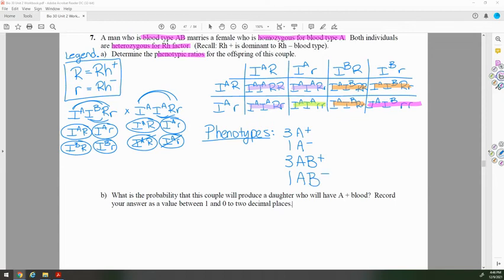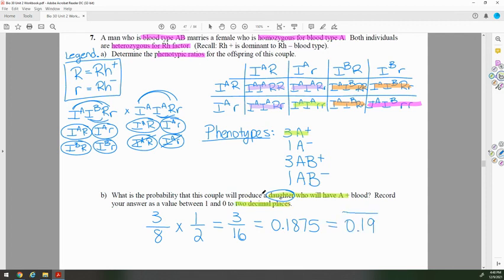Part B asks, what is the probability that this couple will produce a daughter who will have A positive blood? So from our previous question, we know that 3 out of 8 have A positive blood. The chance of them having a daughter is 1 out of 2. So we multiply that together to get 3 out of 16, or 0.1875. Now we want to record our answer as a value between 0 and 1 to 2 decimal places, so it is 0.19.